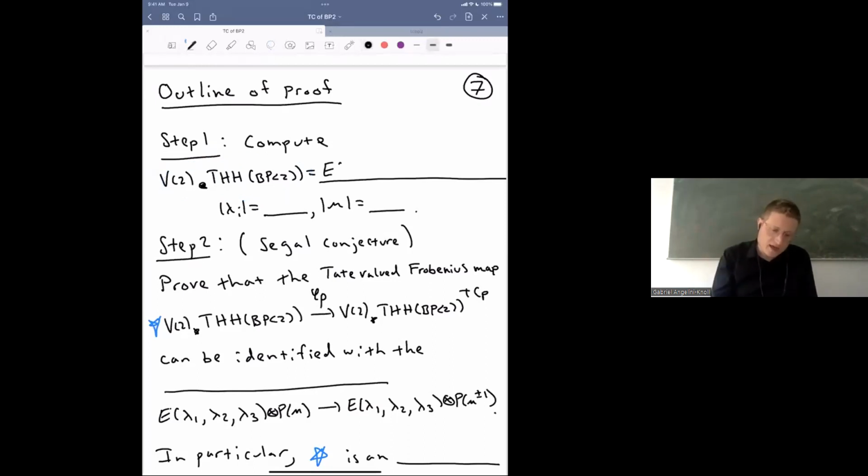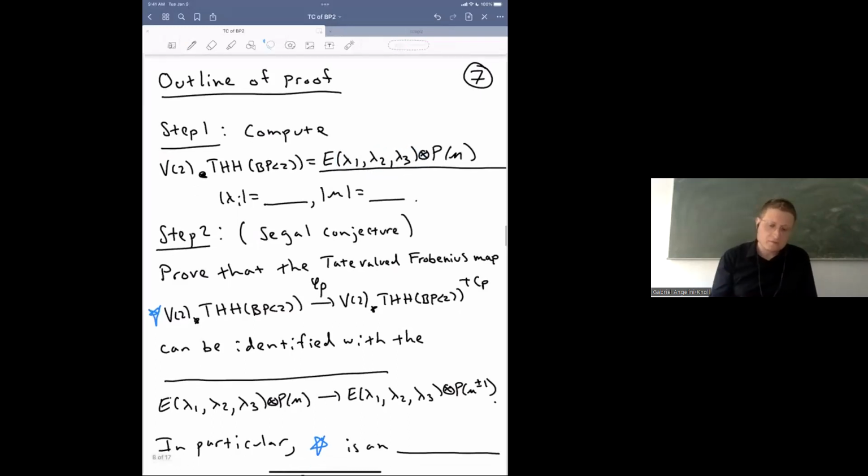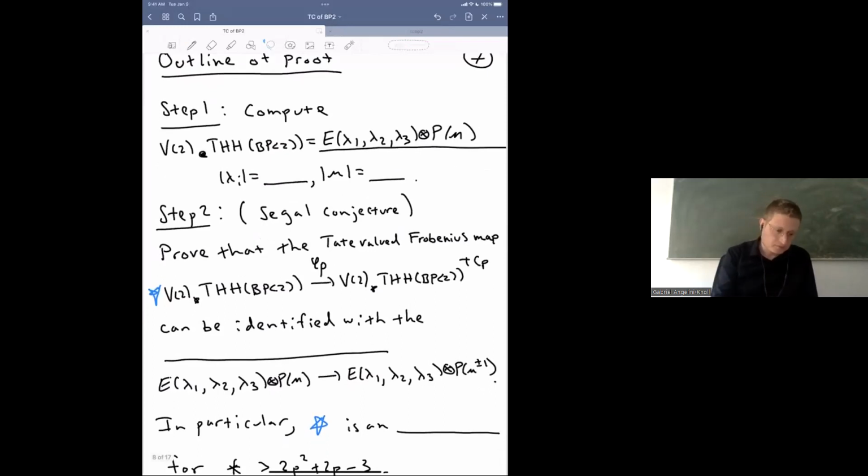So you do that, and what you get is an exterior algebra on lambda 1, lambda 2, lambda 3, tensored with a polynomial algebra on a class mu. These lambdas are the same lambdas that showed up in the computation, and mu is also secretly there, and I will say more about that later. The degree of lambda i is 2p^i minus 1, and the degree of mu is 2p^3.